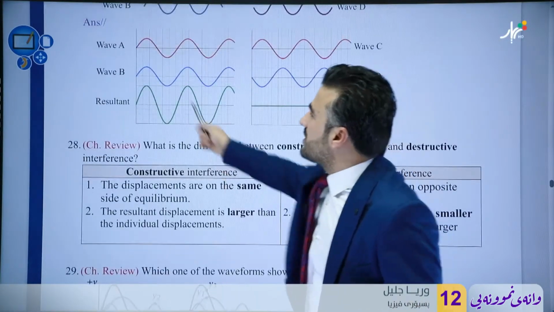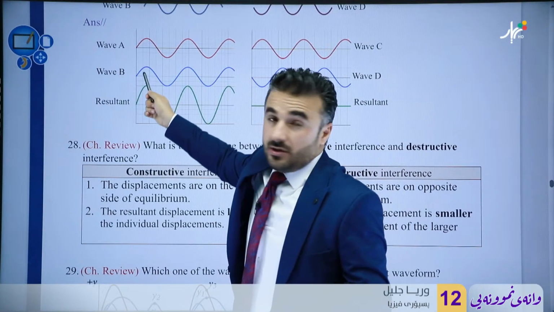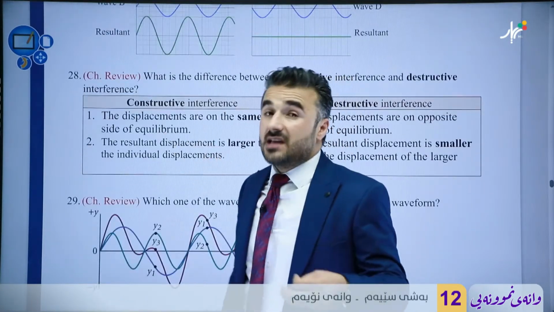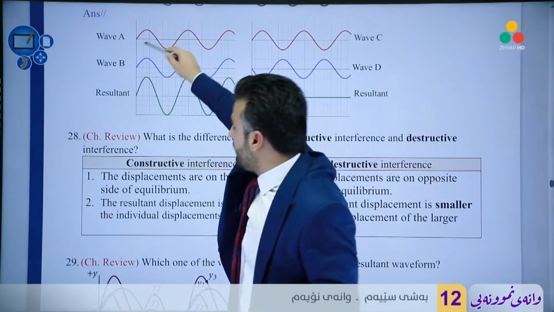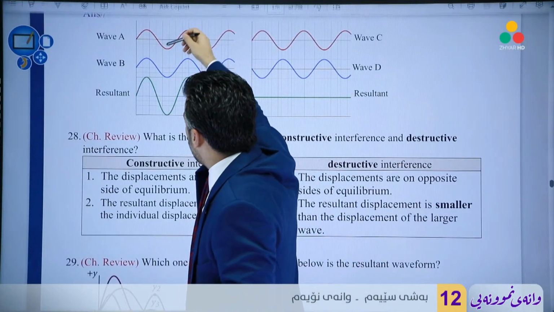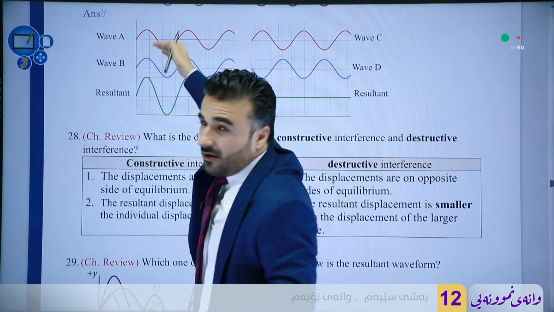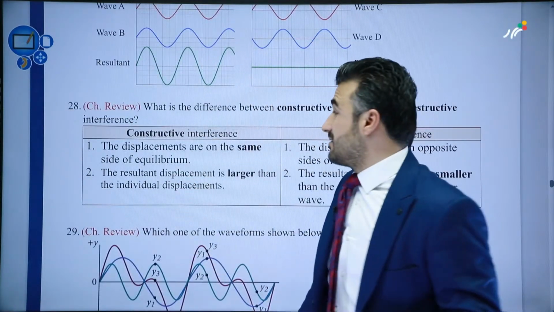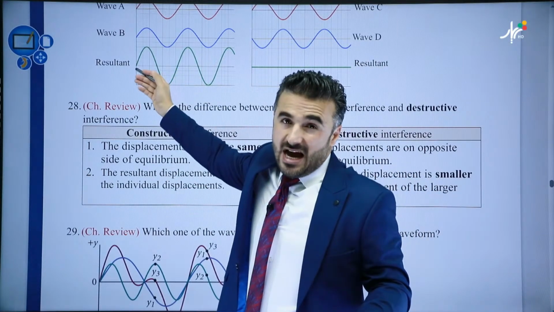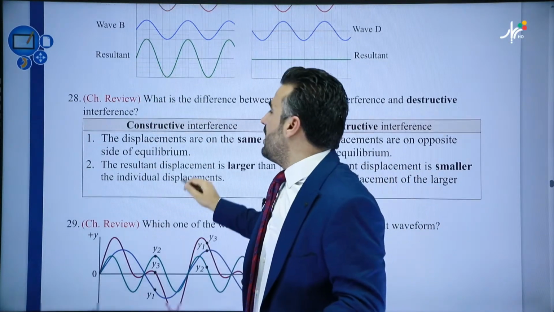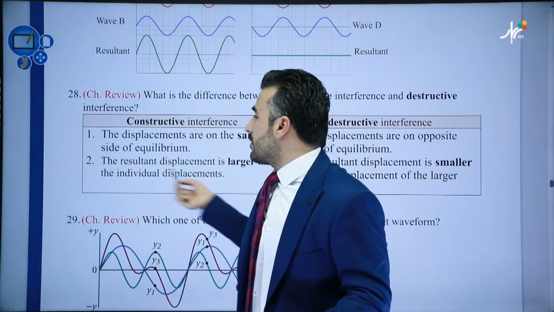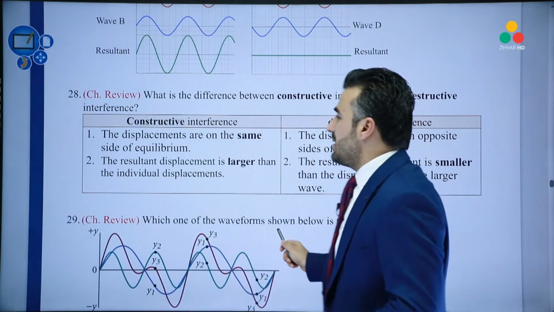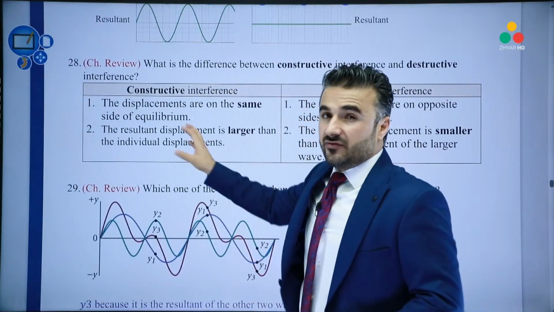So just like this one, for example, here. This is 1 and this is 2. You can see here the displacements are on the same side of the equilibrium, if we're looking at this part. If you look at the other part here, these two displacements are again on the same side of the equilibrium, but this time below the equilibrium. So we add them, and once you add them, you get constructive interference. Okay, what about the second point? The resultant displacement is larger than the amplitude of the individual displacements. That is for constructive.